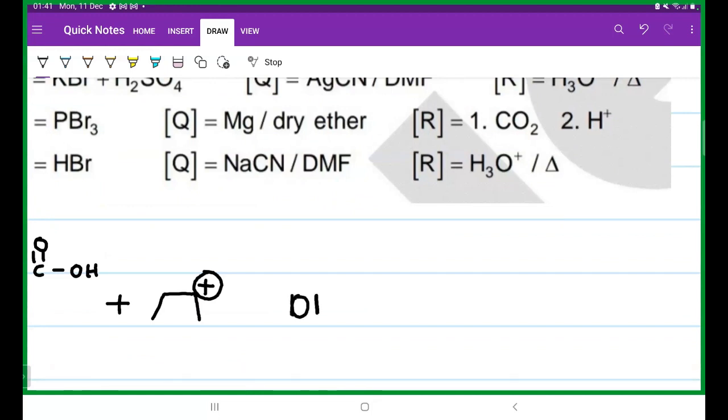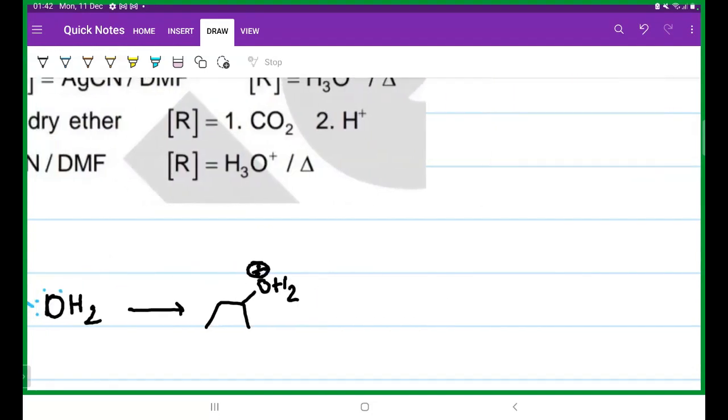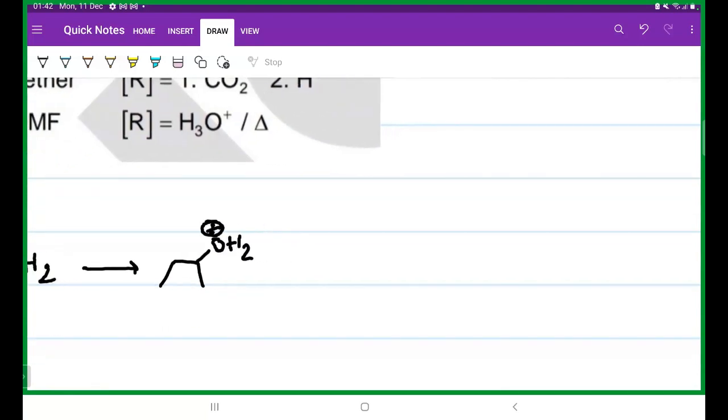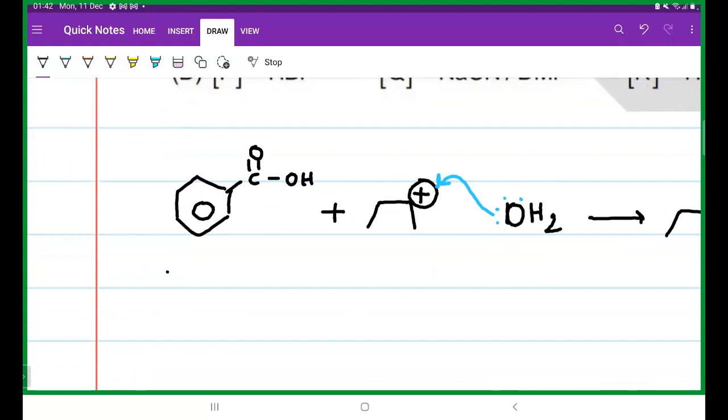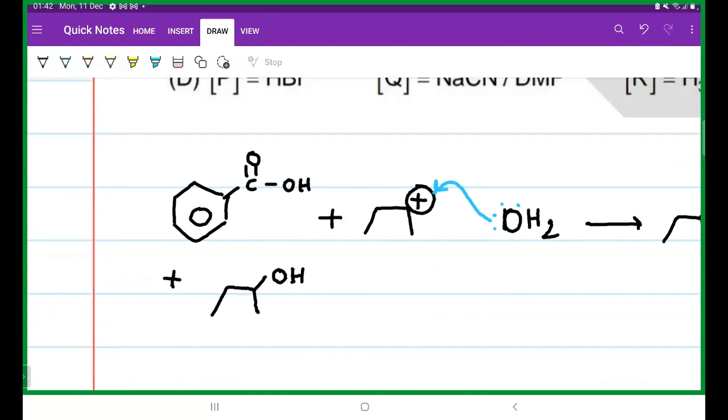Now we have got water, right? Let's write water like this. Water has got lone pairs of electrons here, and this lone pair will attack. So OH2 plus. Now OH2 plus is not a very stable group, so the H will leave and an alcohol will be formed. So the result of the first step is this plus this. Okay, fair enough.